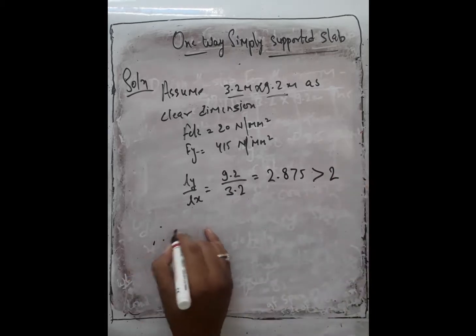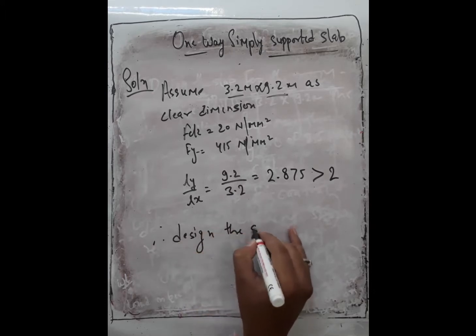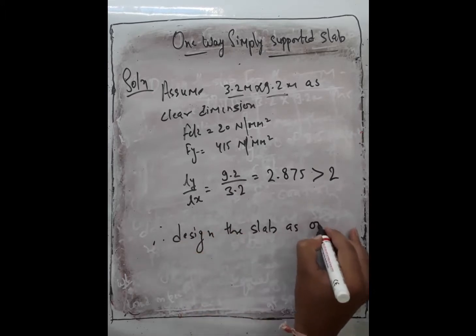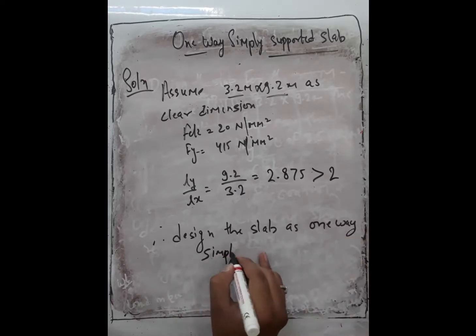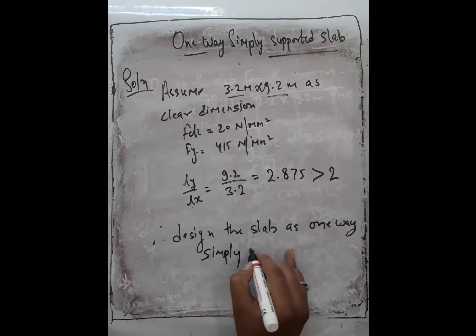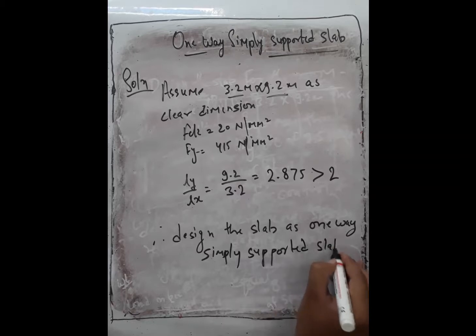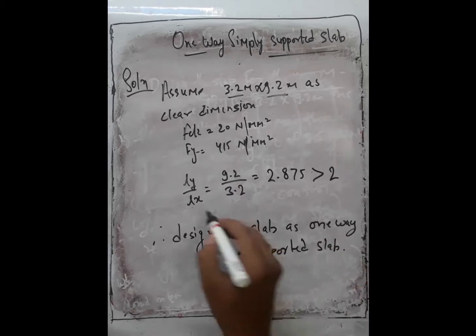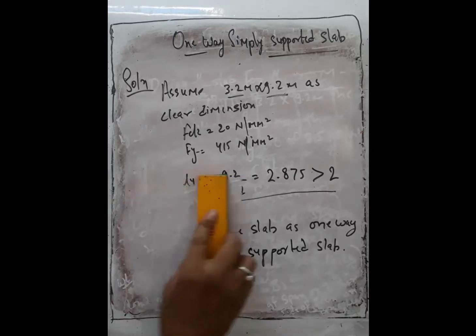That means we have to design the slab as a one-way simply supported slab. Okay, so this aspect ratio makes it clear that we have to design the slab as a one-way simply supported slab. Now we start our steps.